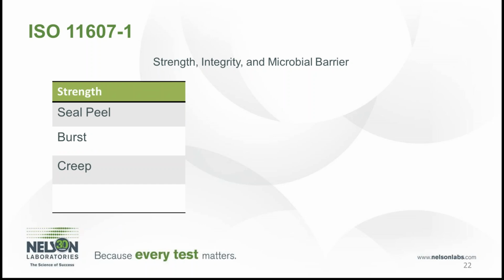The burst test is a whole package strength test that looks for the maximum pressure the package or sterile barrier system can withstand before it ruptures open. The creep test is excellent for non-porous type packages because you are subjecting the package system to a lower pressure for a duration of time to see if the seals creep open.